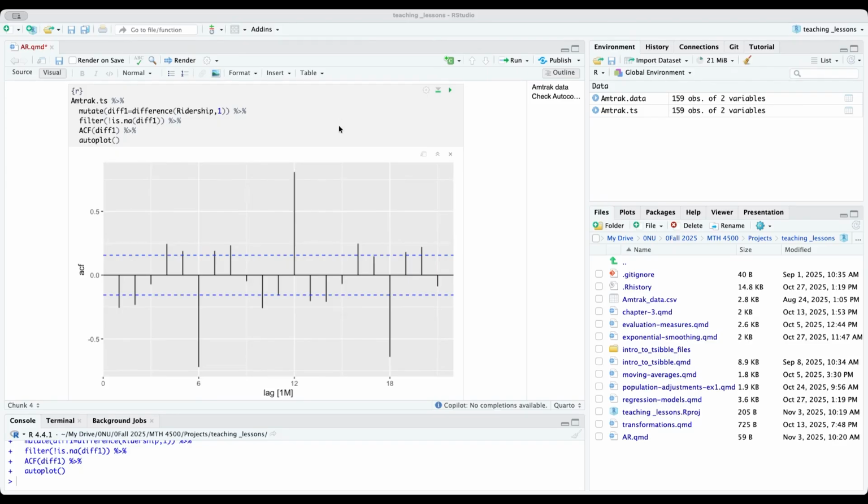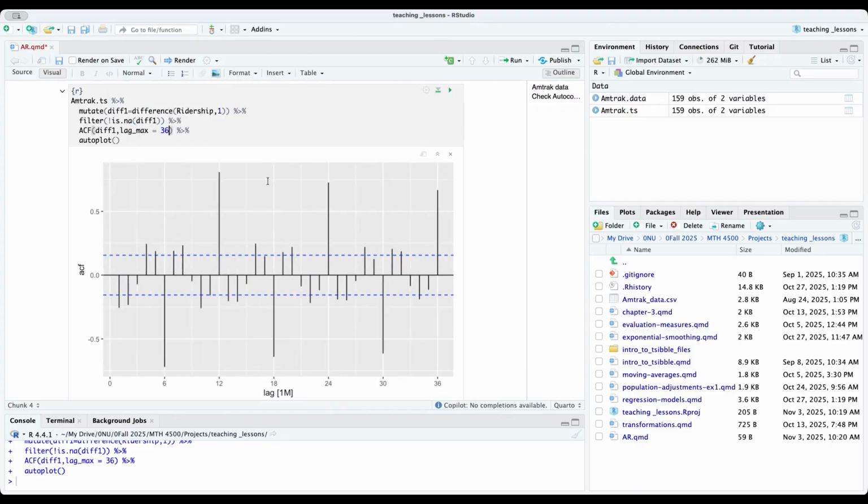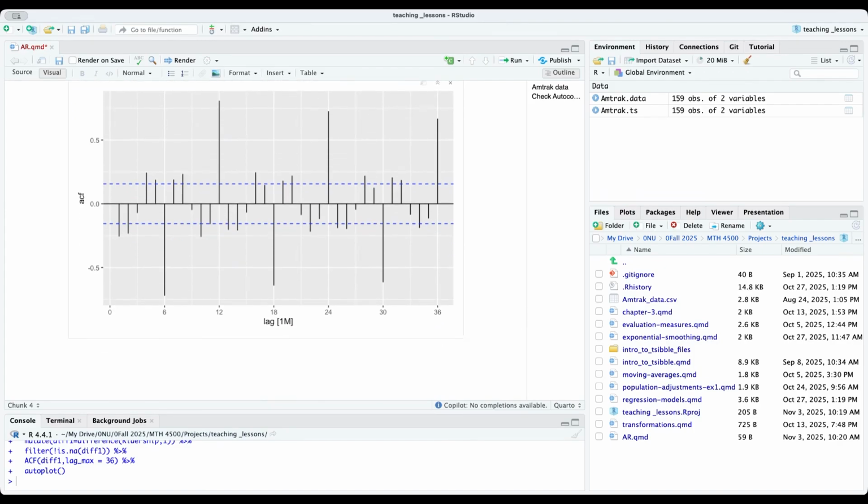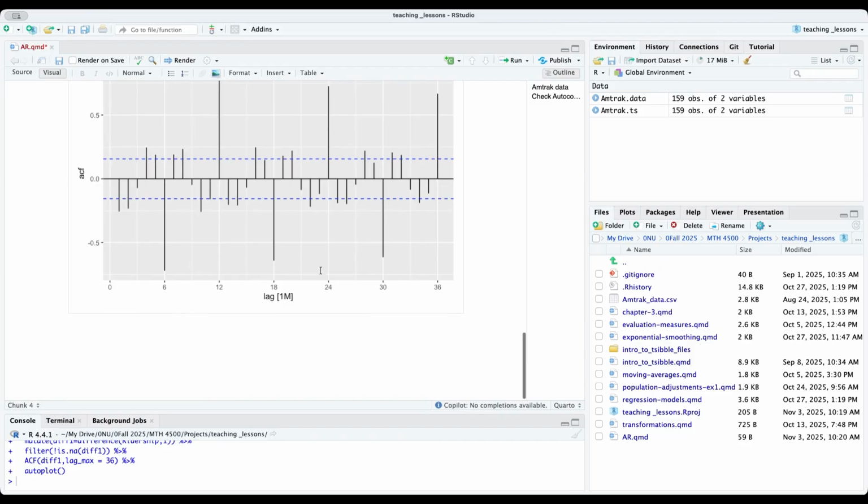We can actually add more, lag max 36. Yeah, we can see that we have a seasonality. If we do another seasonal differencing at lag 12, then we may get rid of this, but this is not the goal. We just want to show that this is not a random walk, as we explained before. So after that, let's now do modeling.